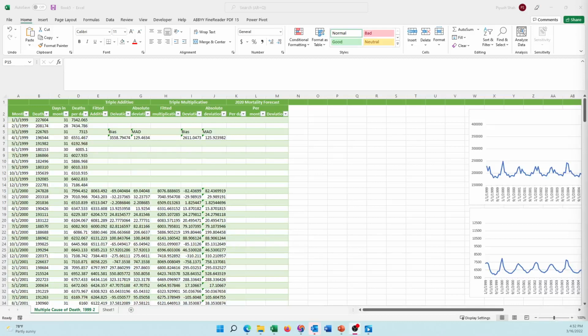We've already seen two methods of fitting past data, triple additive and triple multiplicative. And from the numbers that we see, the triple multiplicative is a better method for our scenario. Again, you can explore other methods and find out if they fit better.